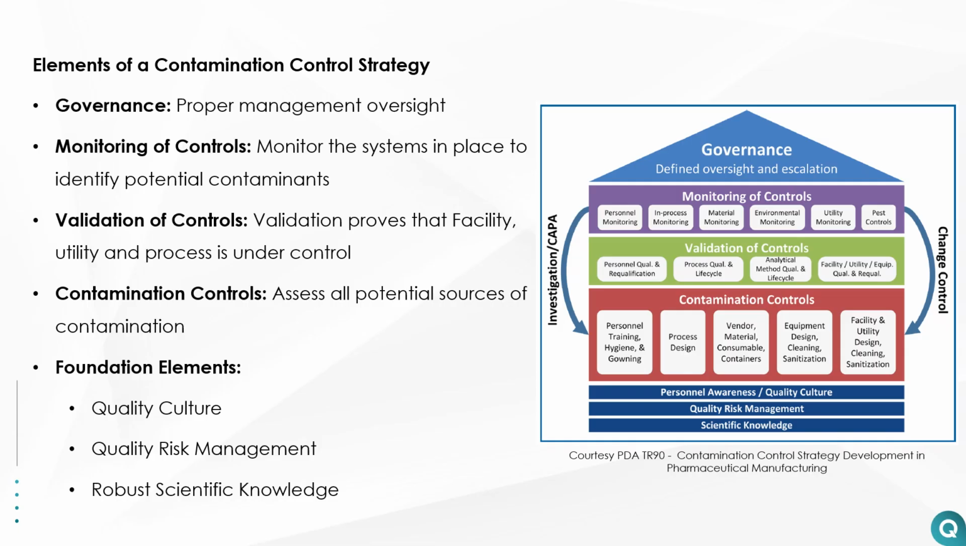Sitting on top of that is the monitoring of control, where we have a monitoring system in place to identify any potential contaminants across the different elements like personnel monitoring, in-process monitoring, material monitoring, environmental monitoring, utility monitoring, and pest control procedures. And governance is a key and essential element to ensure that proper management oversight is applied to the contamination control process.